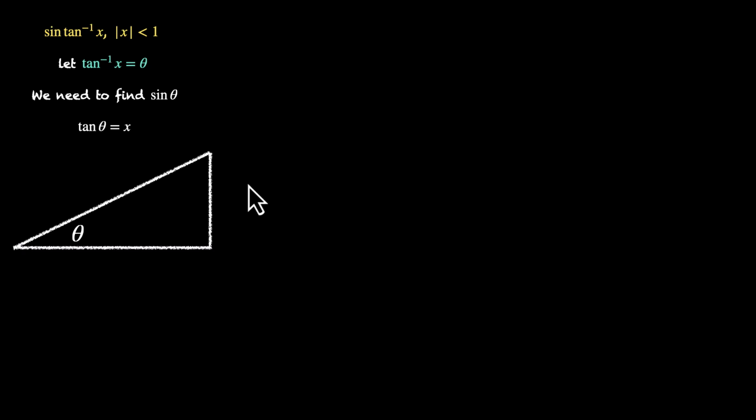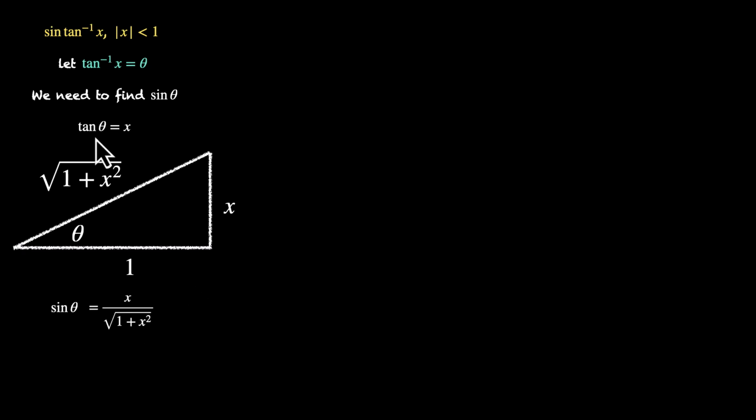Okay. So we can use this triangle. We can say that if tan theta is x, this is x and this is 1. If this is x and this is 1, by Pythagoras theorem, this hypotenuse is root of 1 plus x square. Now we have all three sides. We can figure out sine or cos or whatever we want. We need sine theta here, sine of this angle. So sine of theta is equal to the opposite by hypotenuse. That's equal to x by root of 1 plus x square.